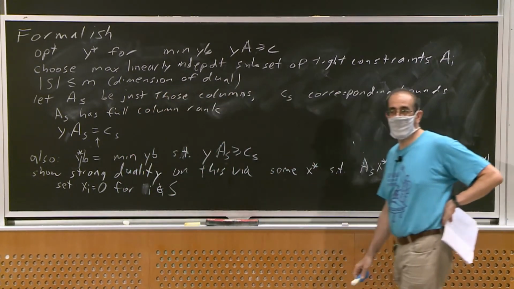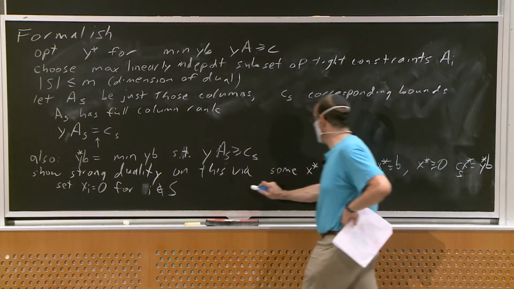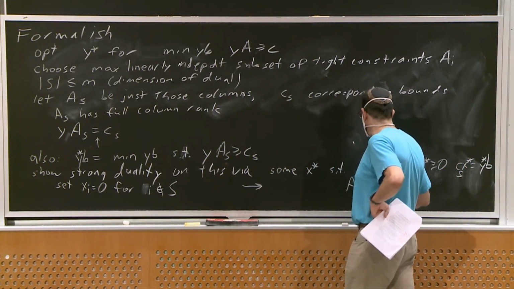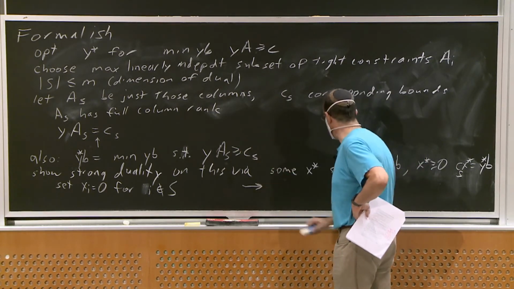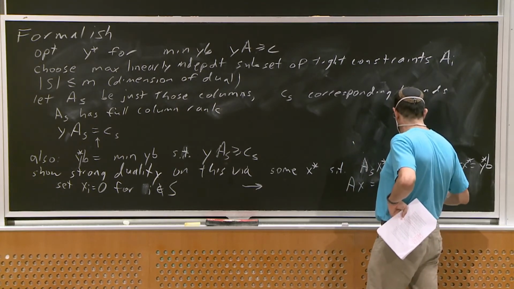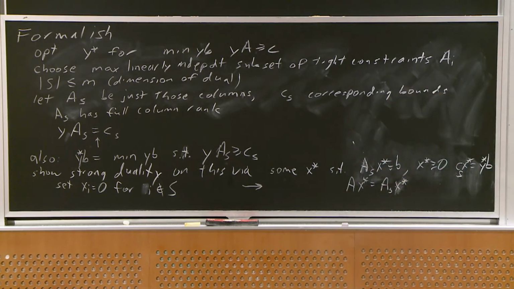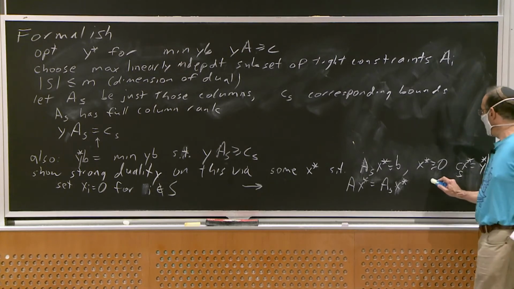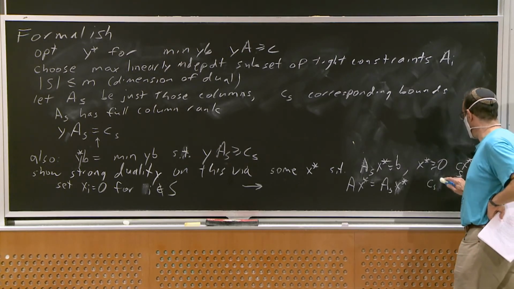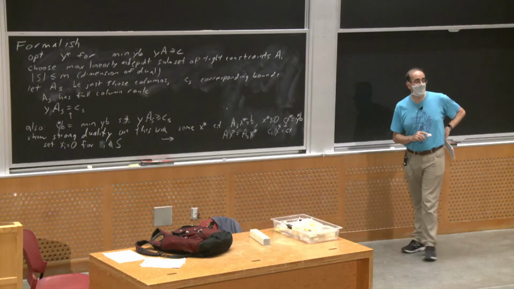So on the redundant constraints, I'm just going to make x_i equal to 0, because then if I bring in those other 0 x_i's, A x star is going to be equal to A_S times x star, because the other x's just zero out their columns, zero out their rows in the matrix. And c x star is going to be equal to c_S x star for the same reason. And so we'll have strong duality for the original problem.